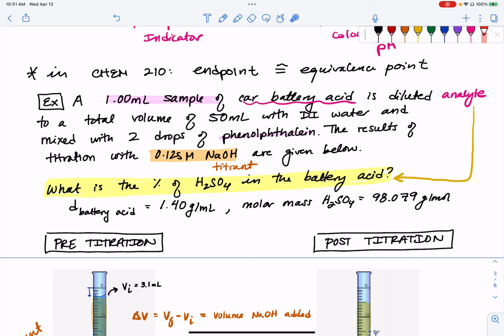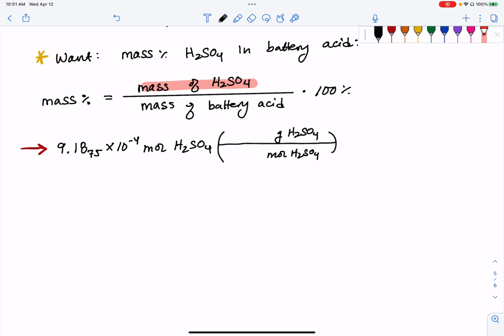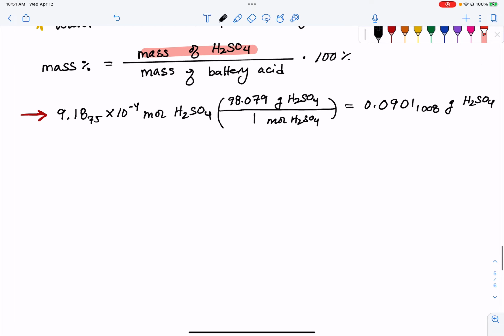And I gave us the molar mass way up in the beginning of this problem. I said the molar mass of battery acid is 98.079 grams per mole. So there are 98.079 grams of mass if you had 1 mole of sulfuric acid. So doing this product, this gives me 0.0901 carrying 1008 grams H2SO4. All right, great. I've got my numerator for my mass percent.